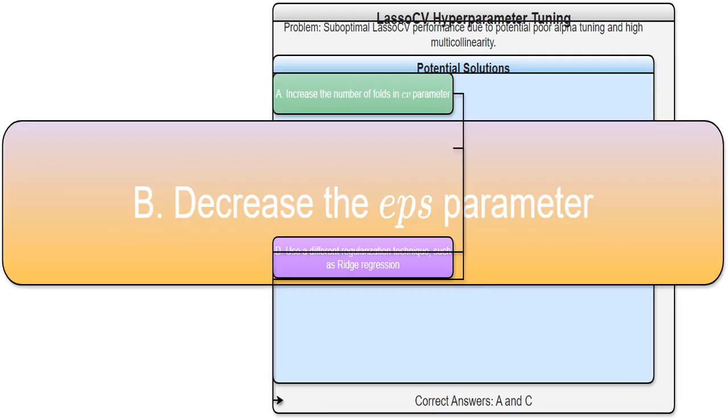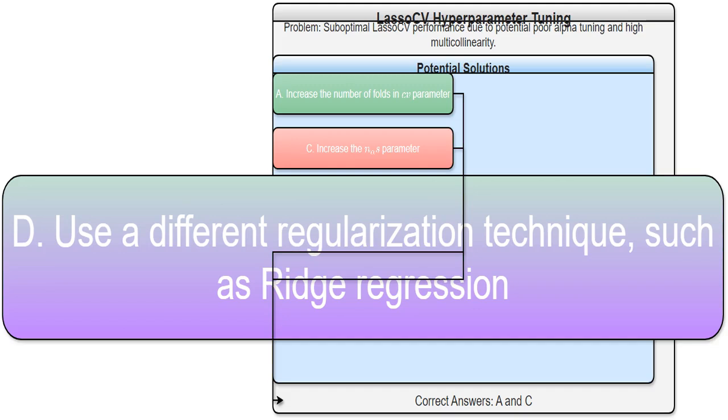I could decrease eps, which controls the convergence of the algorithm. A smaller eps means greater accuracy, but potentially more computation time. While potentially helpful, its impact is often less significant than finding the optimal alpha, so I'd focus on other parameters first. I could switch to ridge regression, a different regularization method. However, this isn't necessarily an improvement, it's a change of approach, not a refinement of my current LassoCV approach.